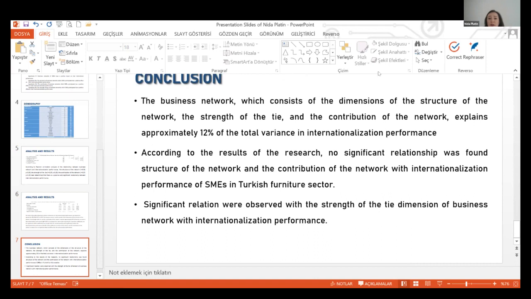So in conclusion, the dimensions of business network, which are structure of network, strength of tie, and the contribution of network, explain approximately 12% of the total variance in internationalization performance. As I said, we have found no significant relationship between structure of network and contribution of network and internationalization performance, but there is a significant relation between the strength of tie dimension of business network and internationalization performance.